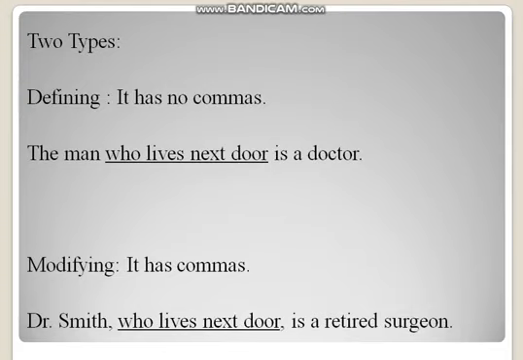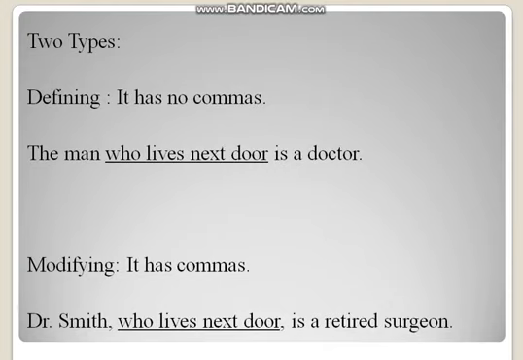Also remember that it has no commas after it. Whenever an adjective clause is a defining adjective clause, then it would not have any commas in it. Look at the examples: the man who lives next door is a doctor. The man who lives next door is a doctor. So here you can see there is no comma in this sentence. So they are saying that defining adjective clause would have no commas in it.